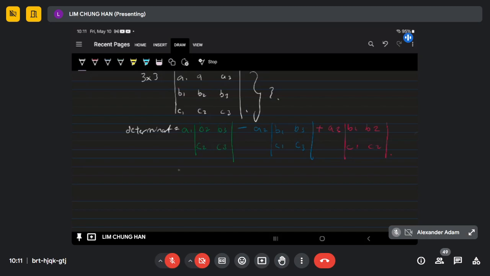Okay. So how do you solve it? So the A1 remains where it is. So you just multiply the inside terms to get the determinant. B2 C3 minus B3 C2.